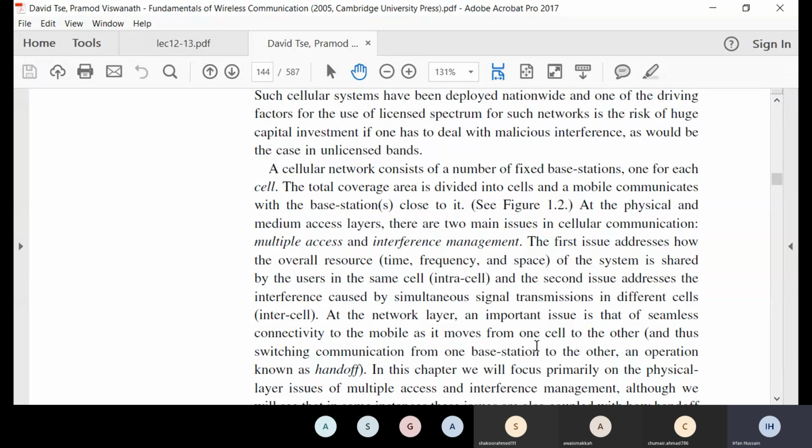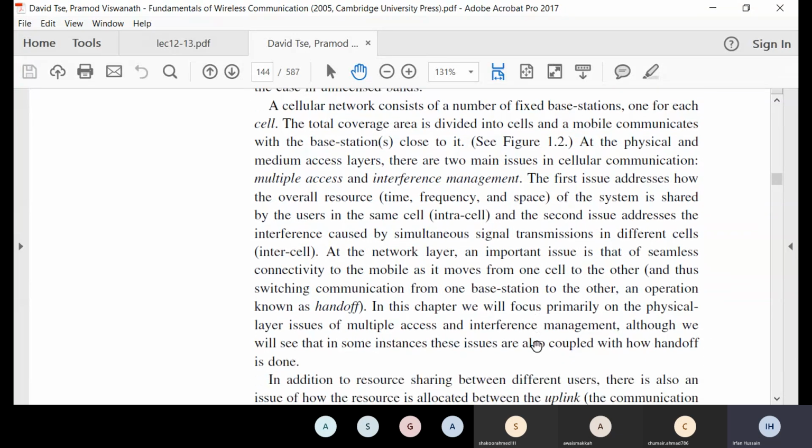Second, of the next layer, is how we can switch from one base station to another as we are moving from one point to another. Let us say I'm going from here to Jail Road, which is a large distance, and I will be switching various base stations. This will be called handoff. So you will focus on these two issues of multiple access and interference management.